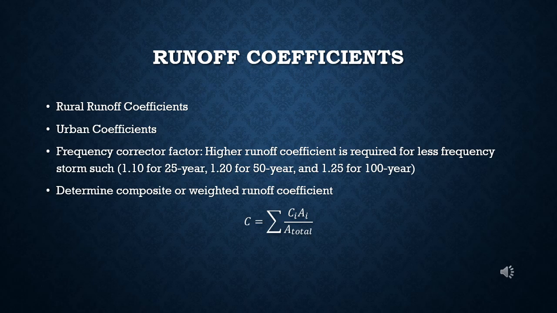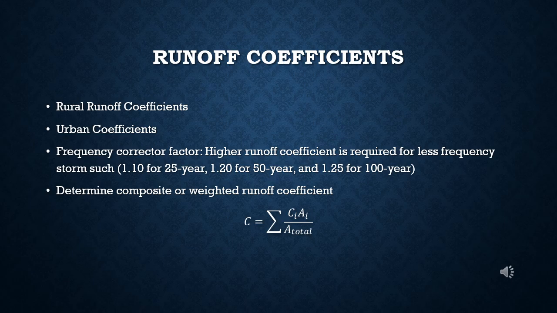If we're designing for less frequent storms, then we will need higher runoff coefficients. The runoff coefficients provided in EPG are just for 5 to 10 year frequency flow. If we're designing for 25 year, then we'll have to multiply the C value by the frequency correction factor, which is 1.1.